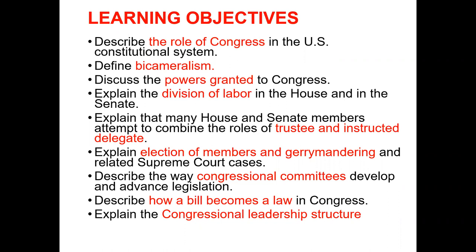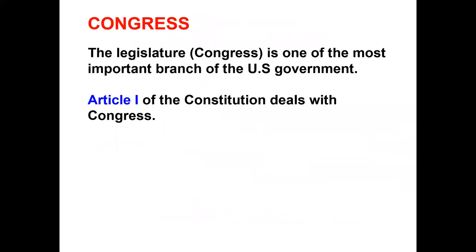Please pay attention to congressional leadership structure carefully, because this is also an essay question at the end of the semester. So how a bill becomes a law, congressional leadership, is an essay question at the end. So pay special attention to this topic so you can do well in your essay questions.